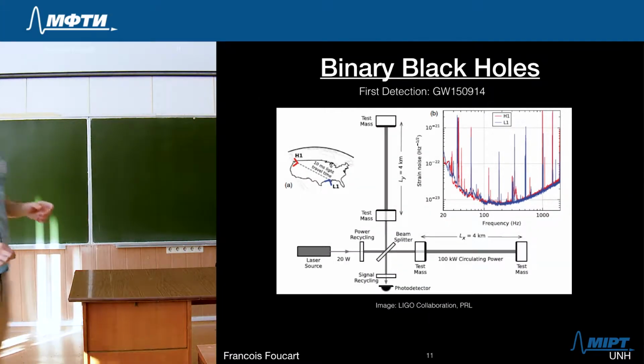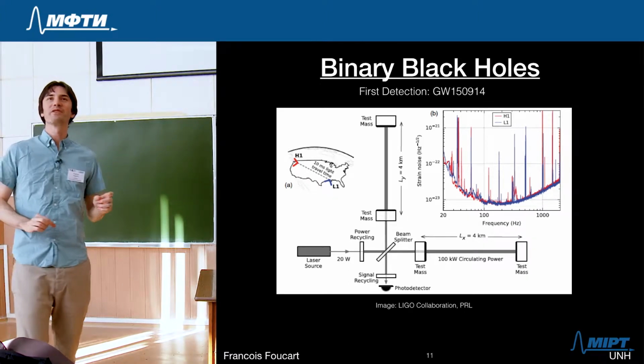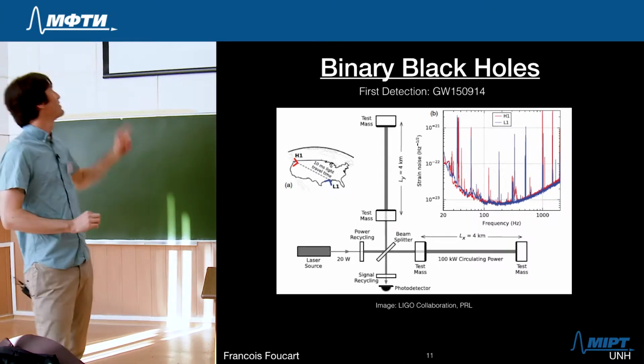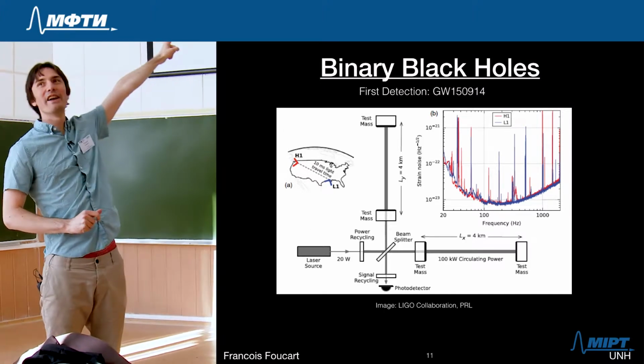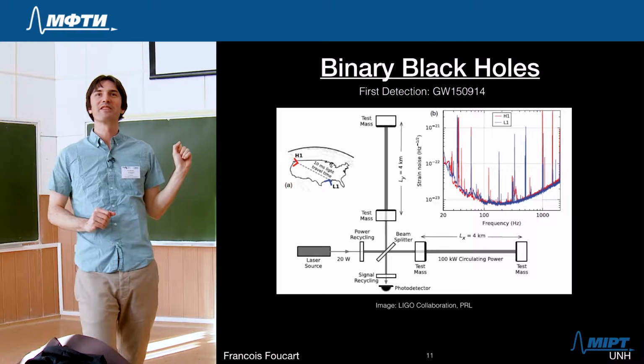There was a question yesterday about the noise curve of LIGO, the actual noise curve of LIGO. So this is what it looks like at the time of detection when you take the real noise curve and not the idealized ones that I showed you before.